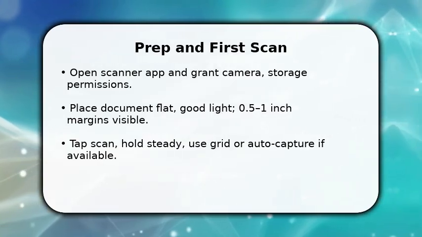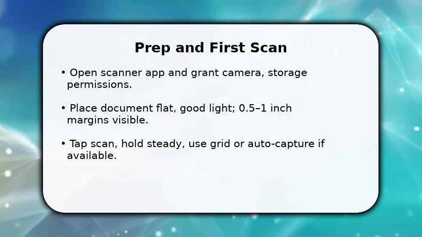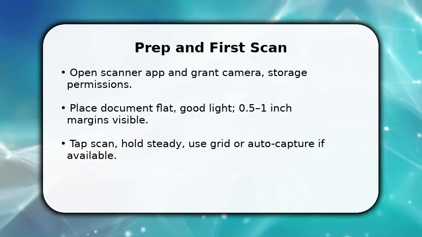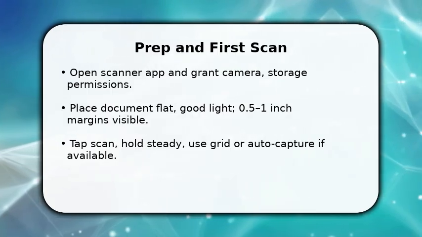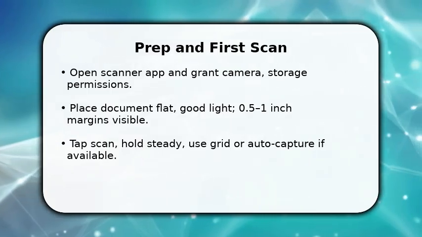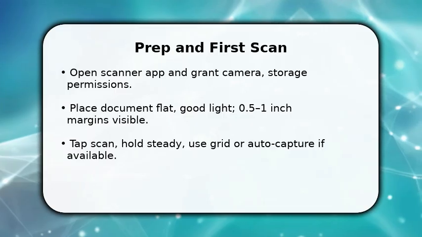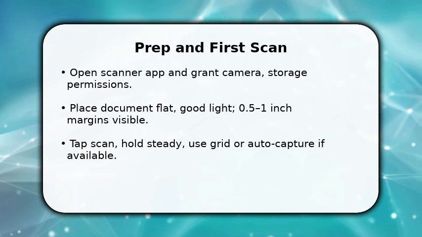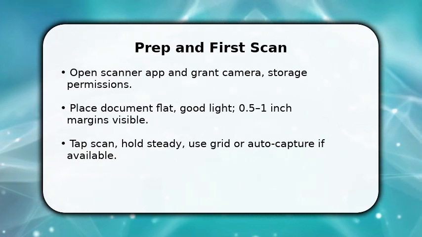Open the scanner app, allow the camera and storage permissions, and frame the page with roughly 0.5 to 1-inch margins visible. Then tap the scan or auto capture button and hold steady until the capture confirms. This first step locks focus and exposure, which makes the rest of the process faster and improves text accuracy.